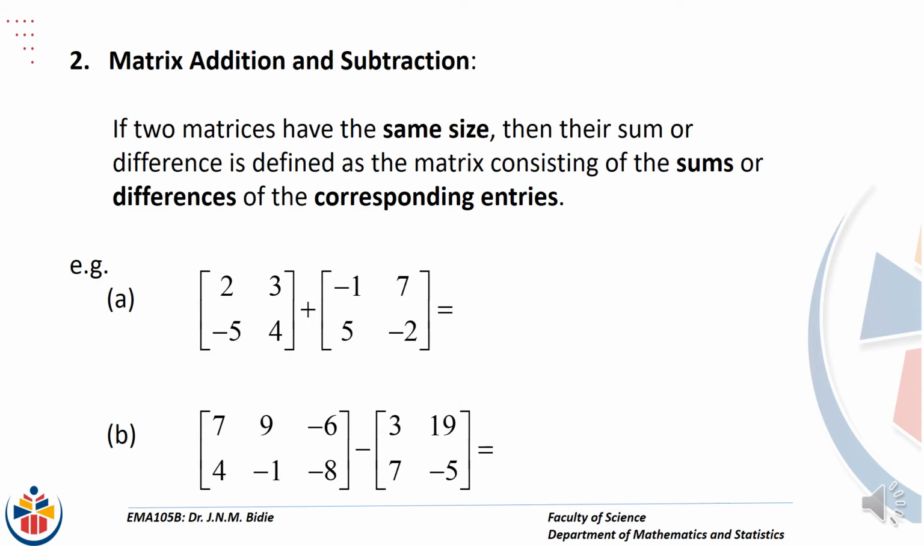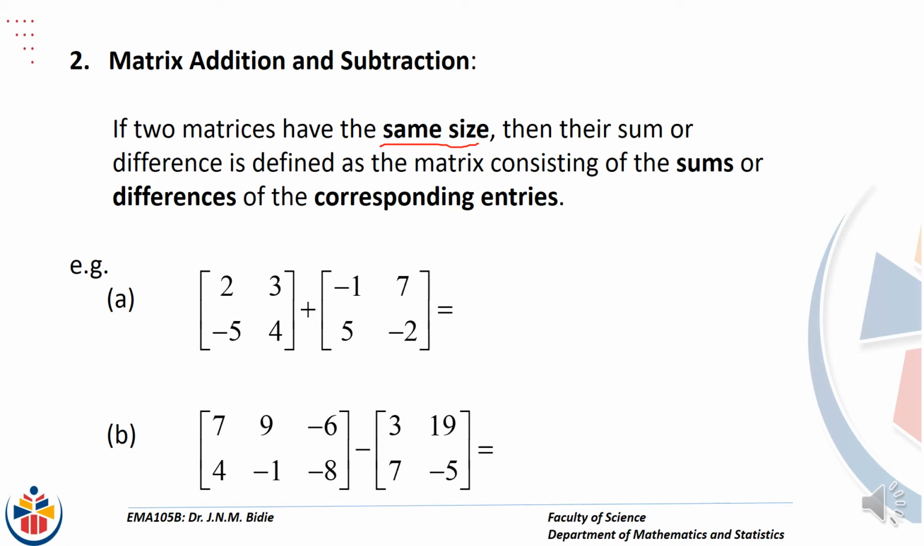Then we go to matrix addition and subtraction. Note that we can add or subtract two matrices if they have the same size. And in order for us to perform the difference or the sum of the two matrices, what we do is add or subtract the corresponding entries. That means entries in the same position.